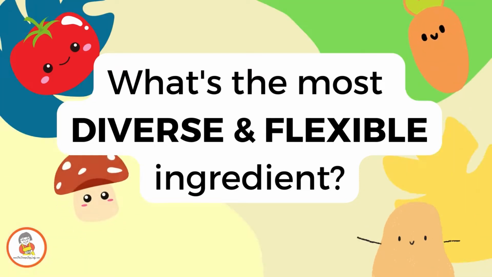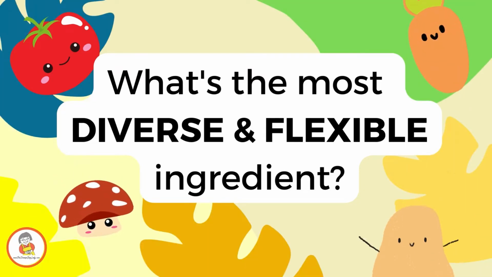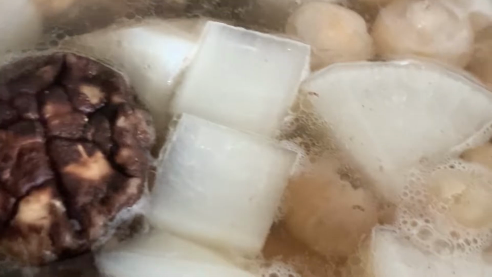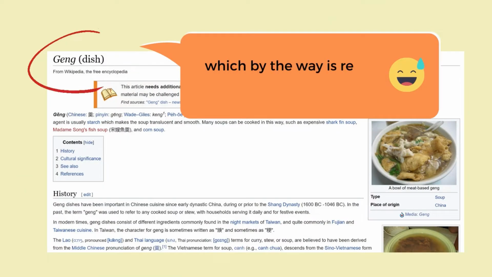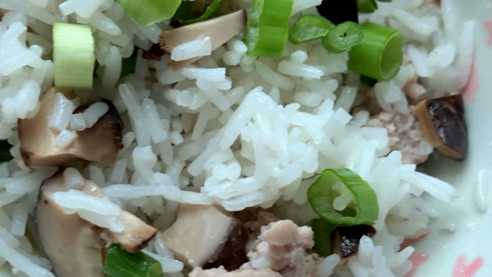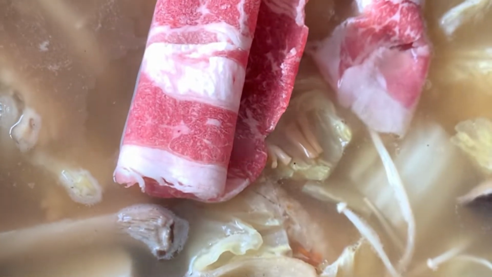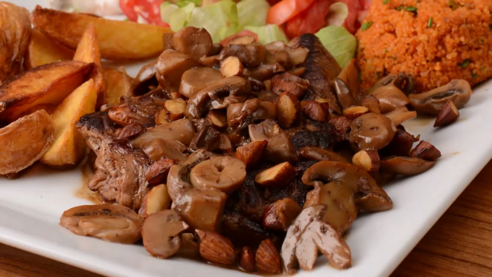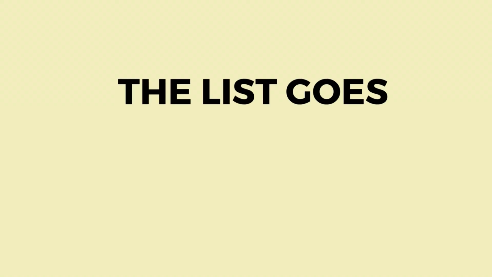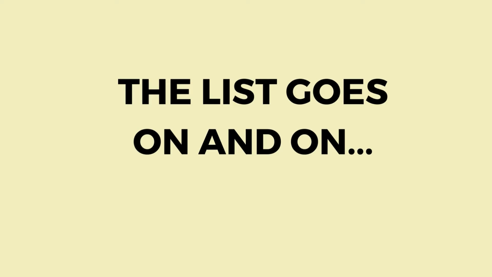These are some of the most diverse and flexible ingredients I've come across. You can use them in soups, gungs, which by the way is a real concept found in Wikipedia, stews, salads, sushi, rice, dumplings, stir-fry, hot pots, as an appetizer, as part of a main course, and even as part of your 10-course meals in Chinese banquets. The list goes on and on, honestly. And they are mushrooms!